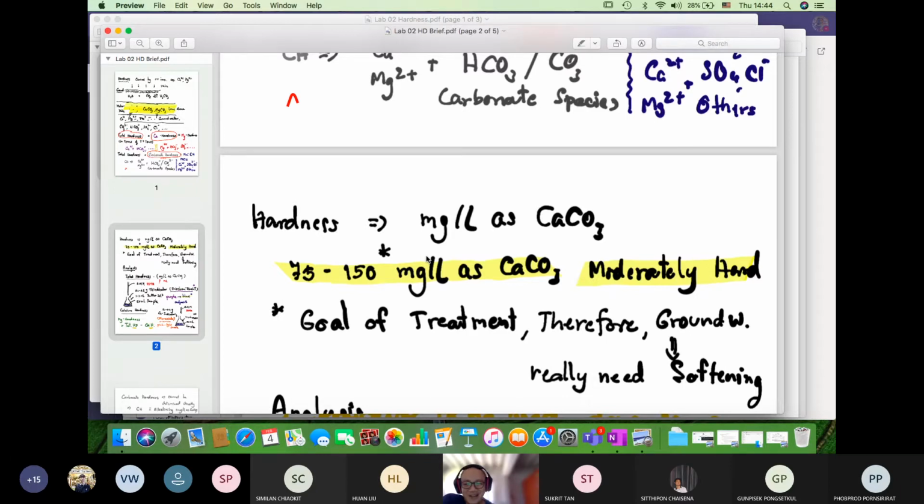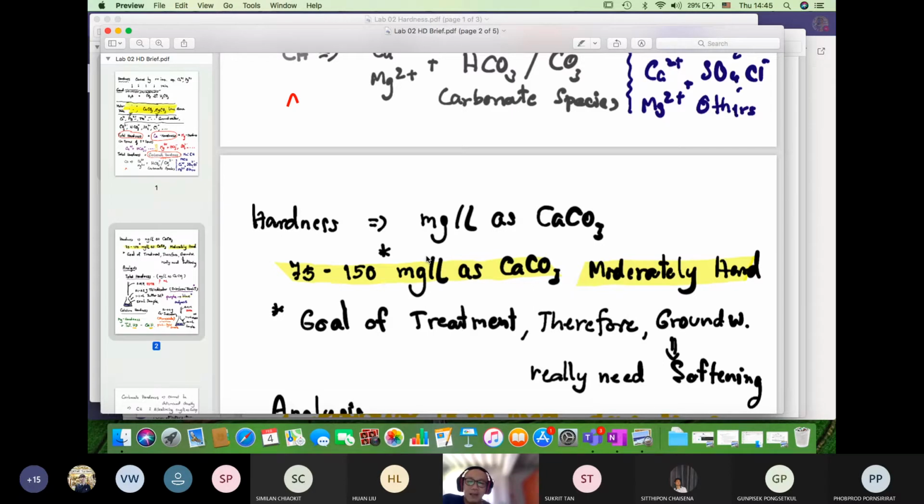So for the hardness, we prefer to have it in the moderately hard range. Hardness in tapped water should be in the range of 75 to 150 milligrams per liter as calcium carbonate. So we are not expected to get zero hardness, but this moderately hard range is the most appropriate range for potable water.